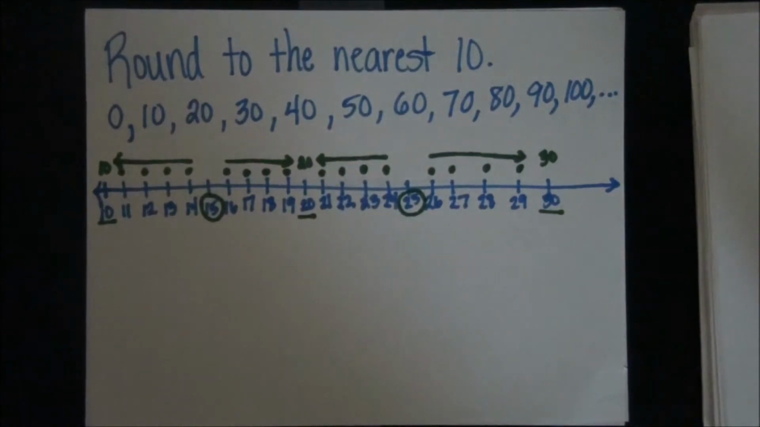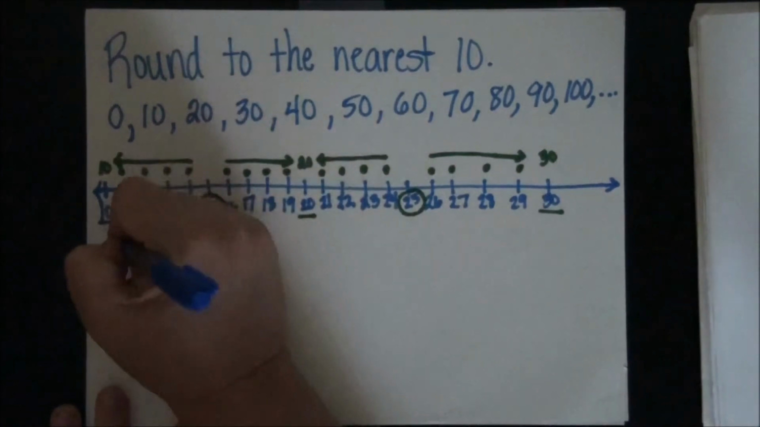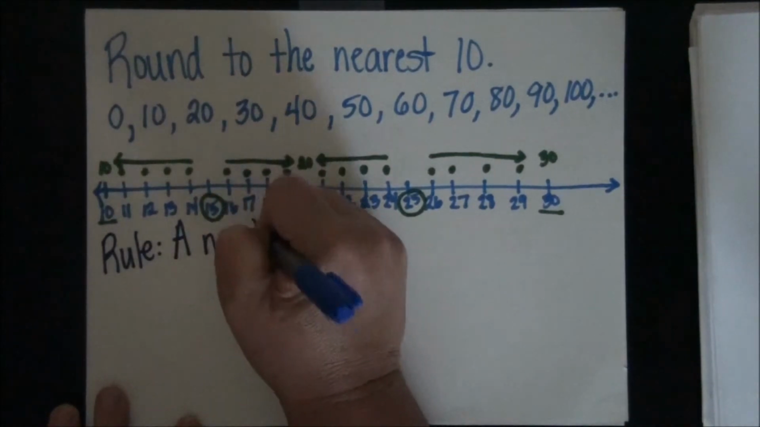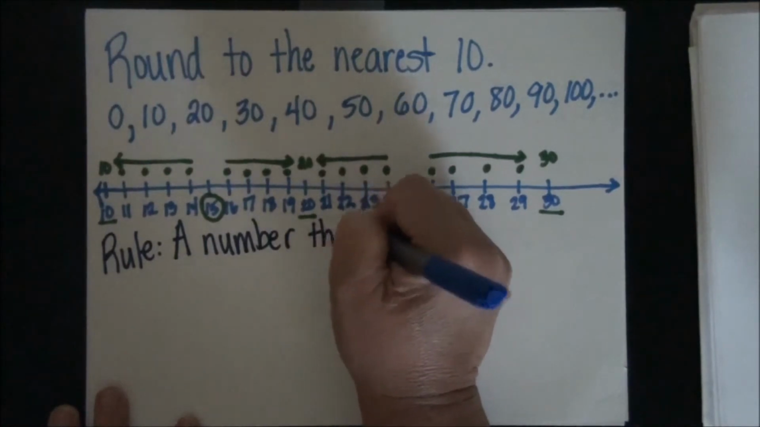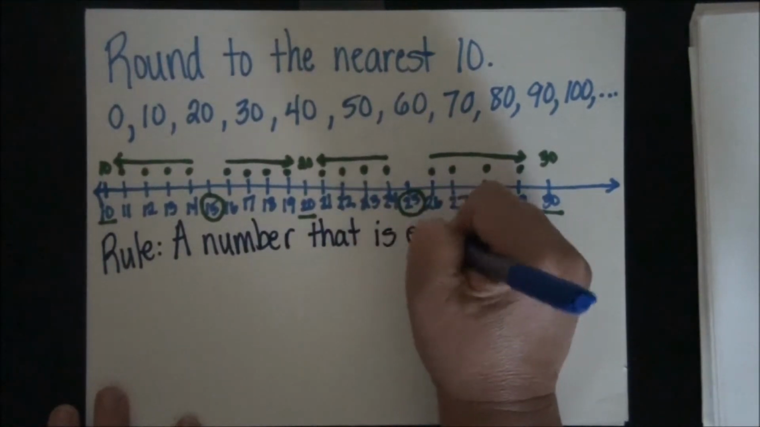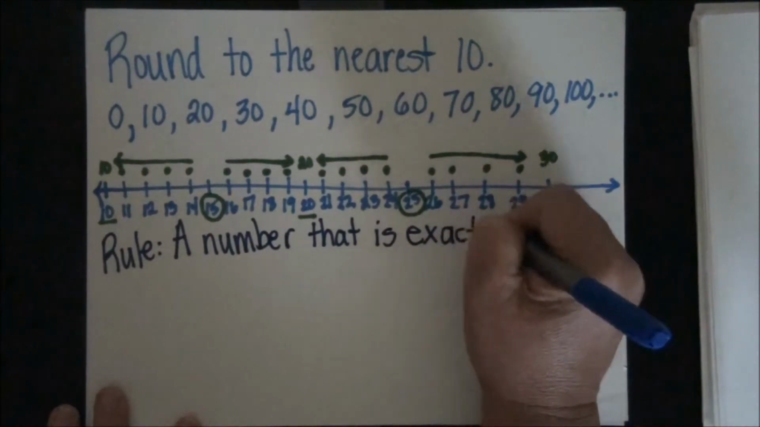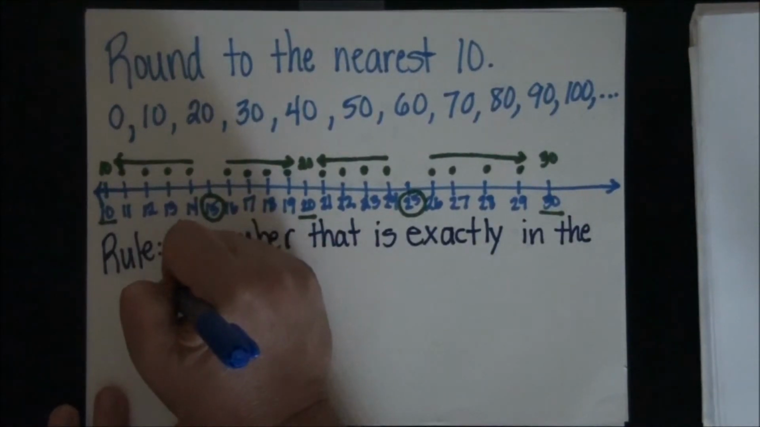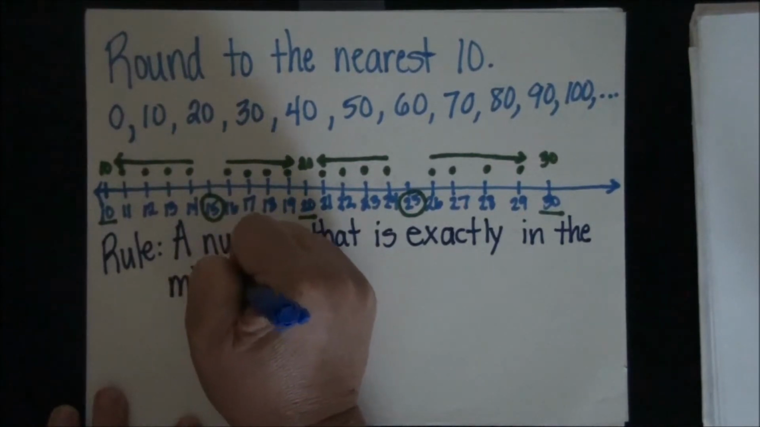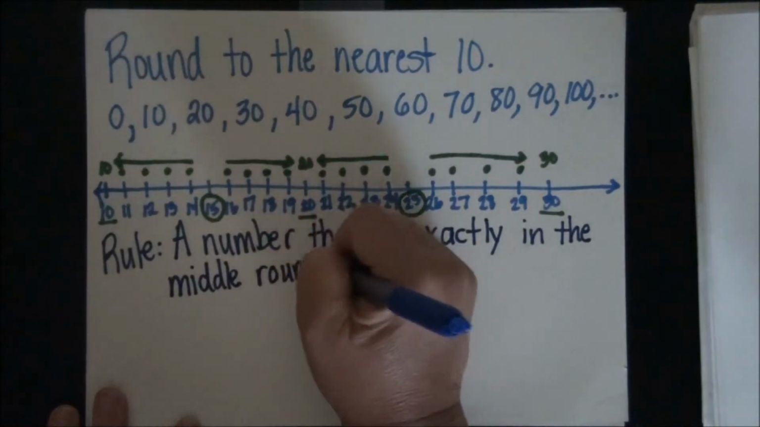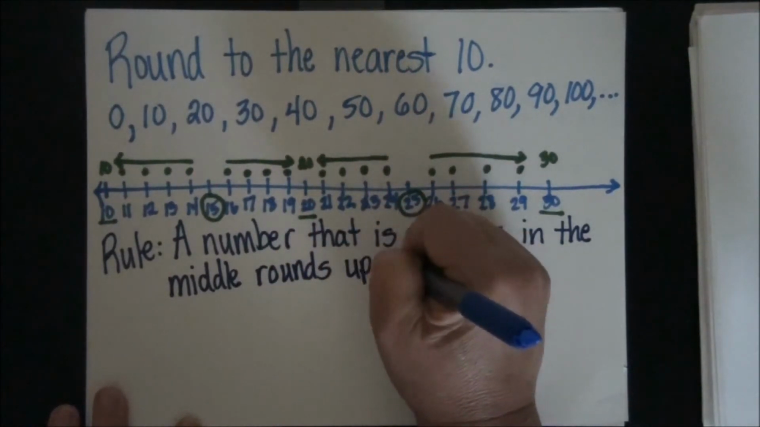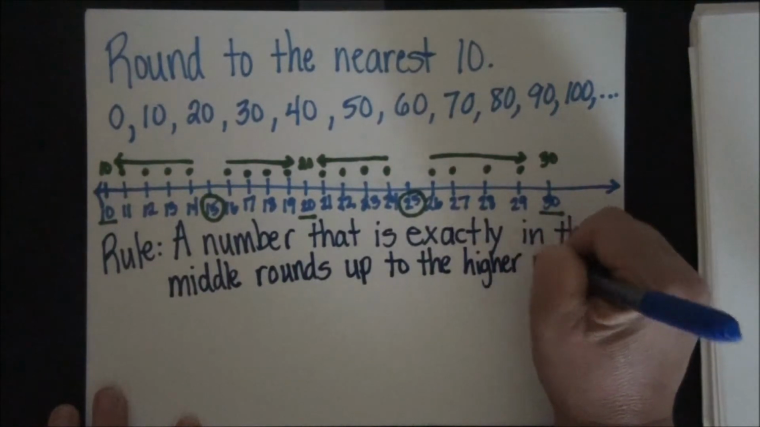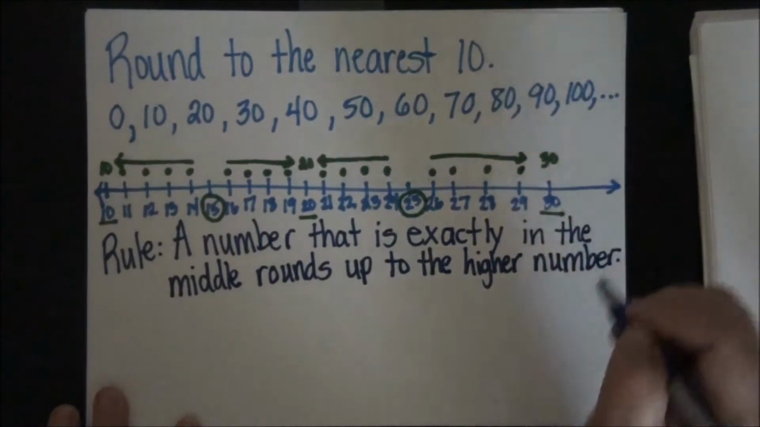So mathematicians made a rule, and the rule is: a number that is exactly in the middle rounds up to the higher number, the higher 10 or the higher 100. In this case, it's the higher 10.